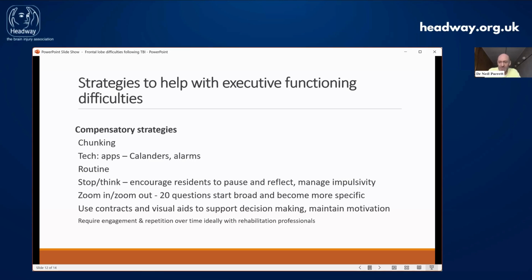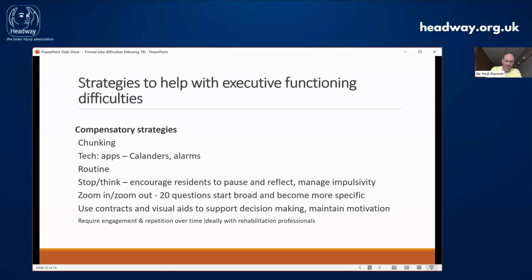So I don't want to get into too much detail about it now, but these are all compensatory strategies. The point is they take a significant amount of time, and if you can access resources, ideally through professionals, because it's a lot to ask for individuals to do this on their own. I know there are groups out there. Certainly, Headway Essex has a cognitive rehabilitation group. I'm sure there are other services out there who can provide that support.